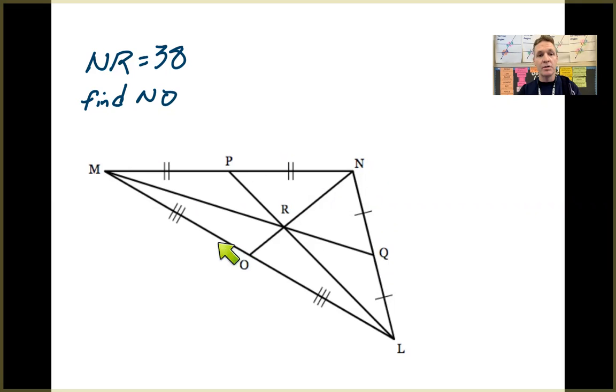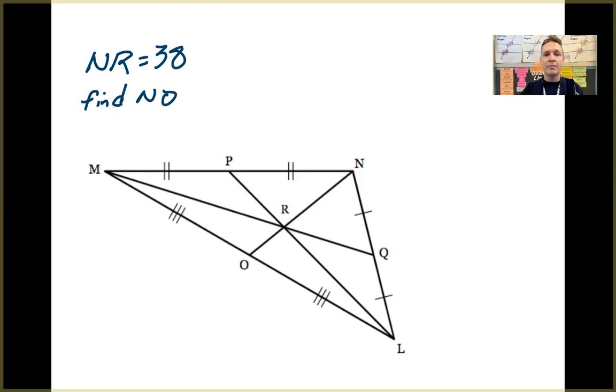Same here. O is the midpoint of ML because it's showing us that these are congruent. And same, P is the midpoint of MN because PN is congruent to MP. So if these are all midpoints, then we know that these line segments going through the middle of the triangle are actually known as medians. The median goes from a vertex to an opposite midpoint. And where the medians intersect is a centroid.